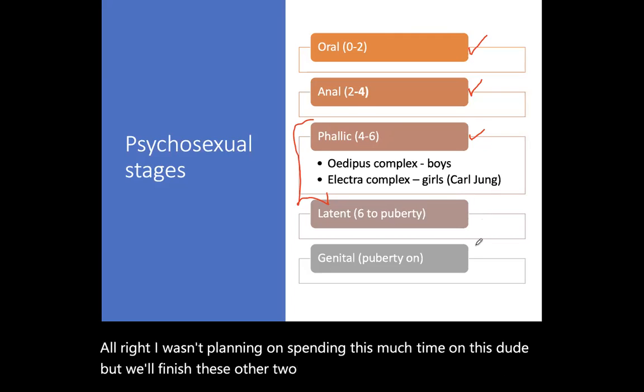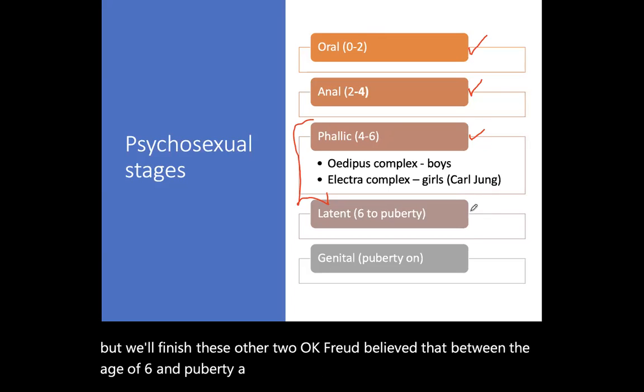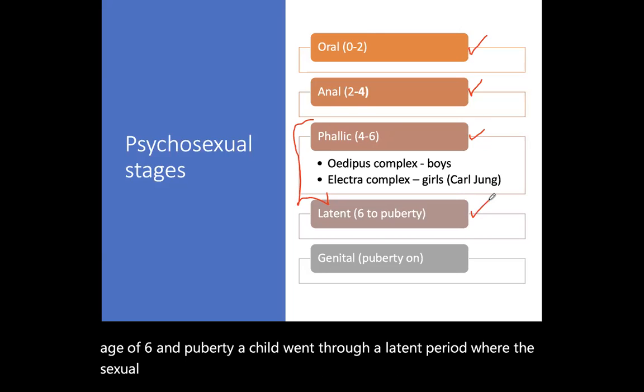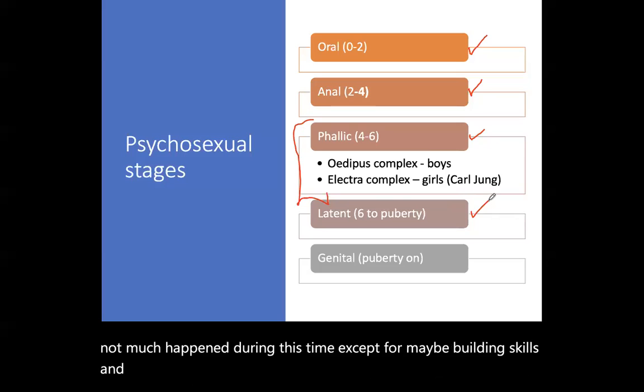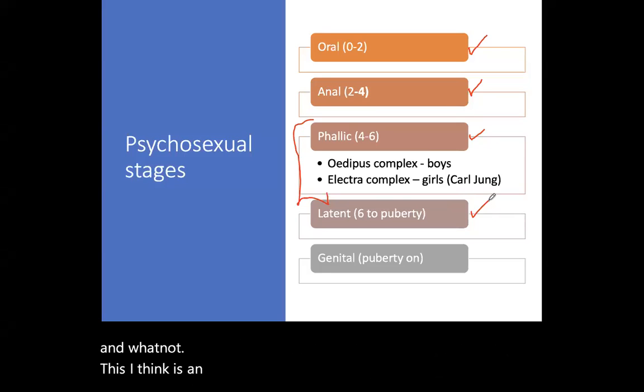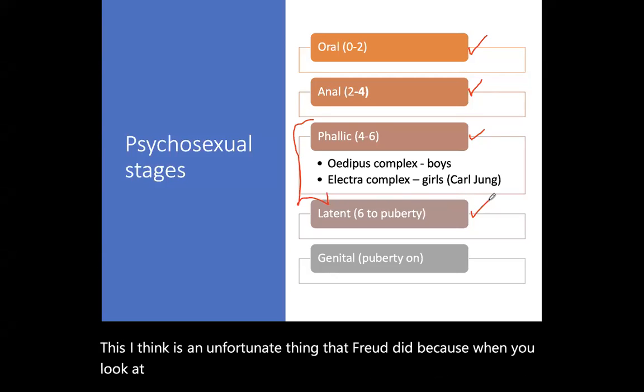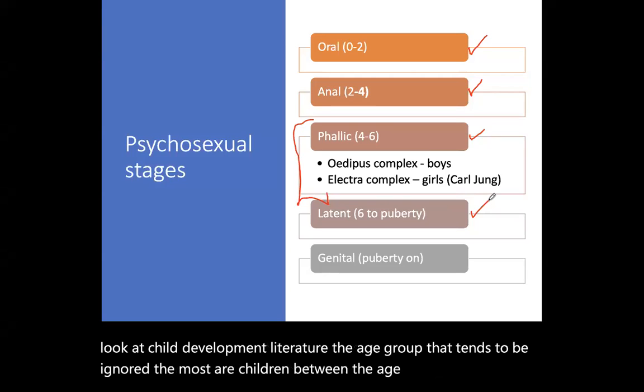Okay. Freud believed that between the age of 6 and puberty, a child went through a latent period where the sexual and aggressive desires weren't as pronounced, and that not much happened during this time except for maybe building skills and whatnot. This, I think, is an unfortunate thing that Freud did, because when you look at child development literature, the age group that tends to be ignored the most are children between the age of 6 to 11 or 12, when a child goes through puberty.